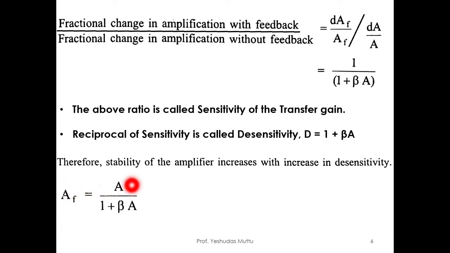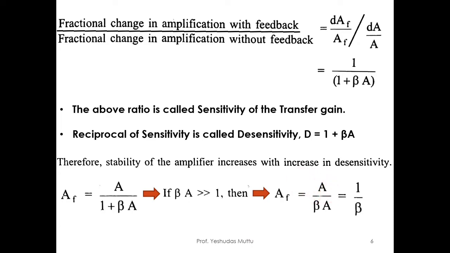Now this is AF, this equation we are aware about. Let me use one condition wherein beta A is very much greater than 1. If beta A is very much greater than 1, I can ignore this 1. If I ignore this 1, the terms will be just A upon beta A. A will get cancelled and you will be left with 1 upon beta. Let me call this equation number 2. What do you observe over here? AF is directly equal to 1 upon beta, which means gain with feedback is only dependent on the feedback factor, and not on your gain without feedback.